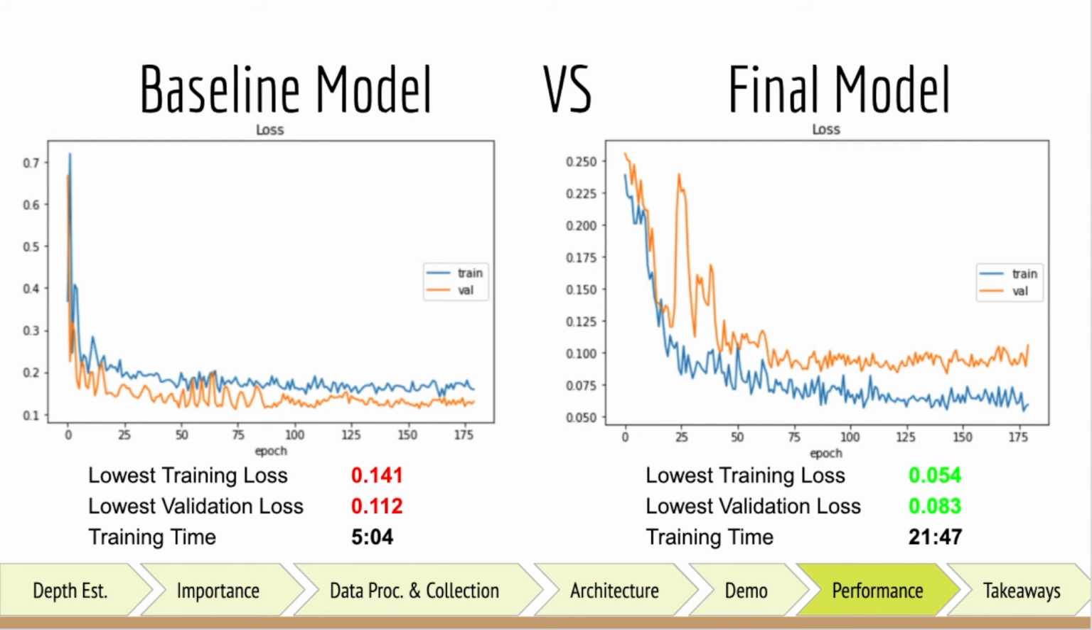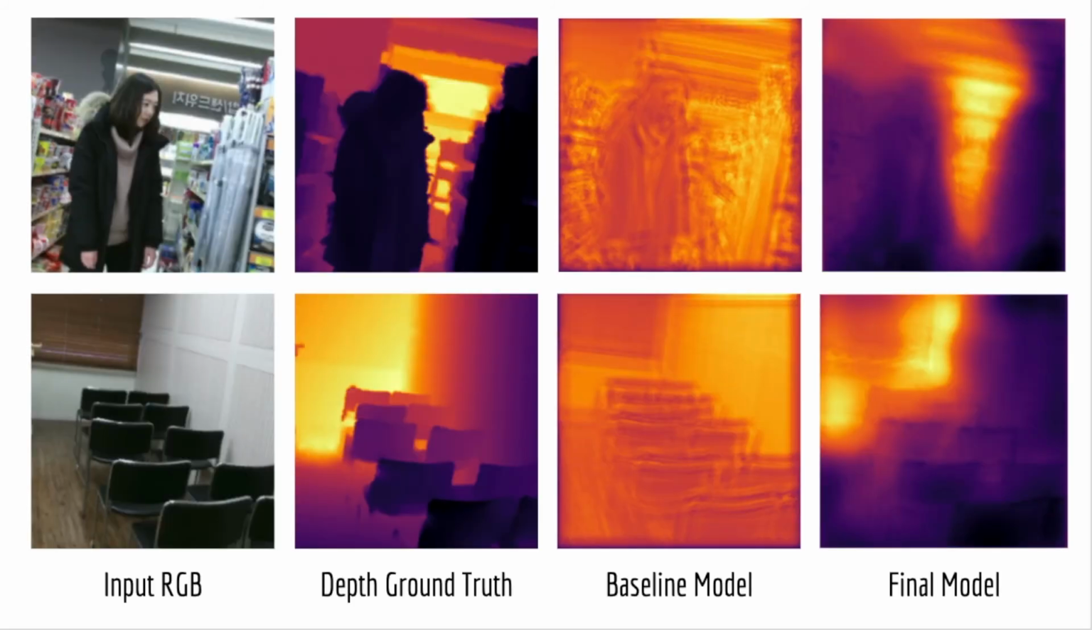Our final model architecture achieved a training loss almost 3 times lower than the baseline model, and a 35% lower validation loss. It did also take 4 times longer to train, but both models trained very quickly compared to other CNN architectures. Here's a comparison of the baseline and final model on test samples.